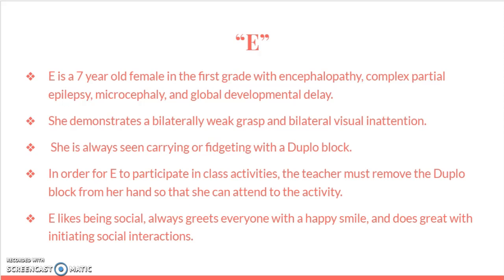One of E's characteristics is that she's always carrying or fidgeting with a Duplo block. It is necessary for her teacher to take this block from E so that she may participate in classroom activities. Despite her fidgeting, however, she is great with social interactions and enjoys socializing with her classmates.